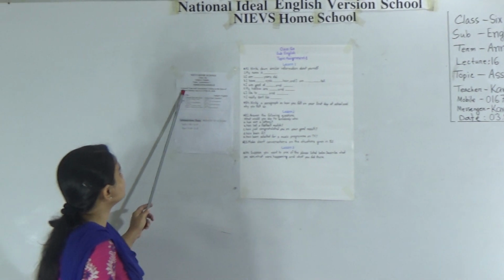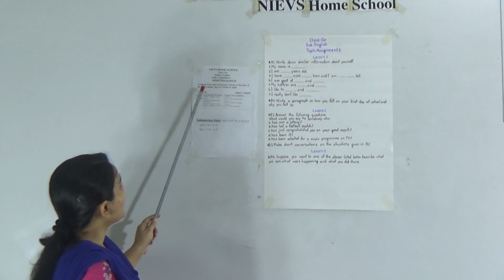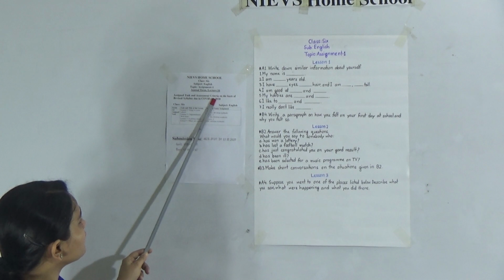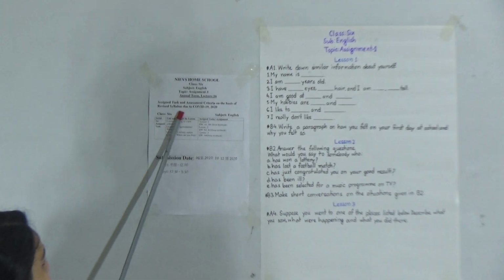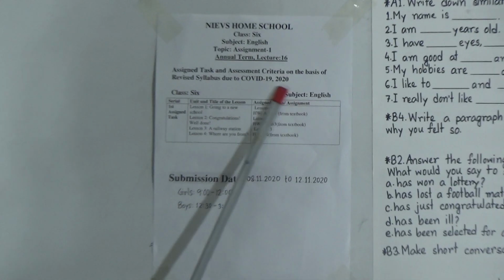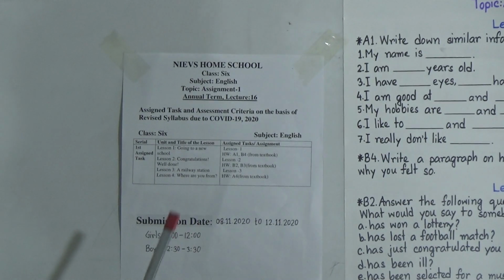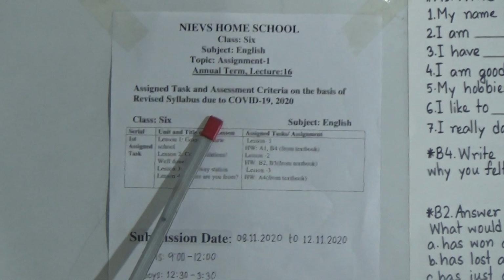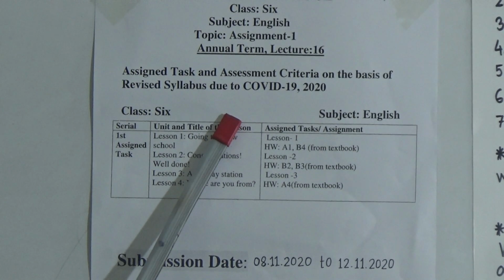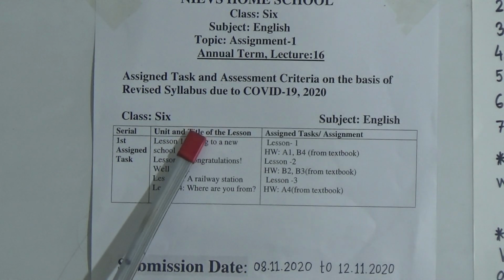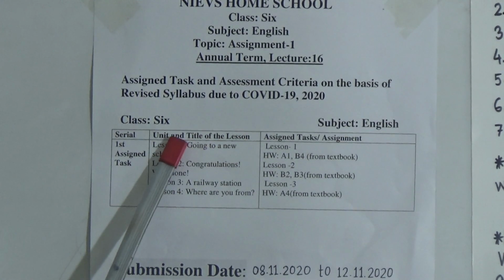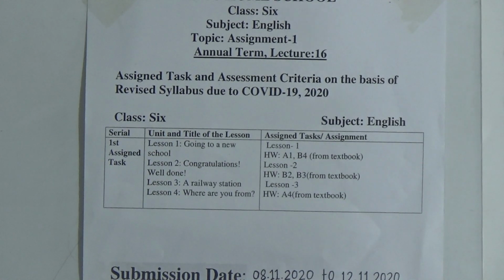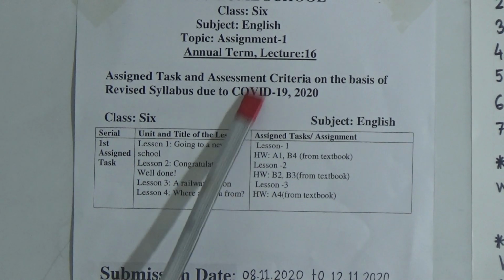Now all of you look at the board. Assign tasks and assessment criteria on the basis of revised syllabus due to COVID-19 2020. And for doing the assignment, we need to take the help of our textbook, that means English for Today book. And now look, you will be given 3 assignments and this is your first assignment.